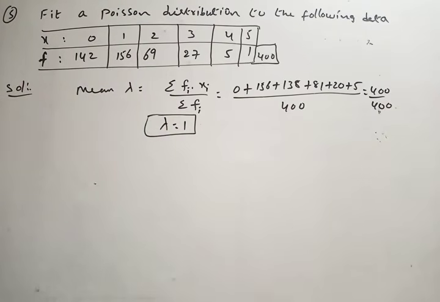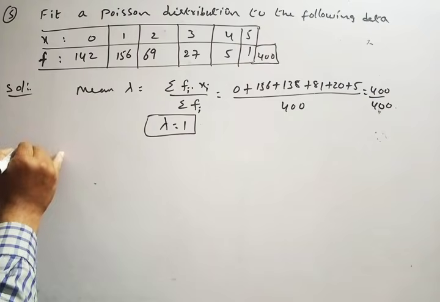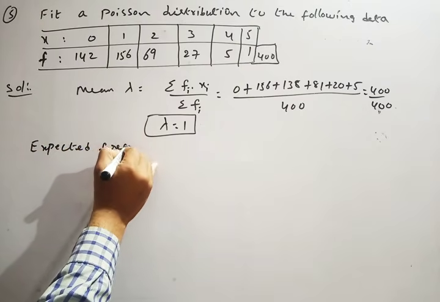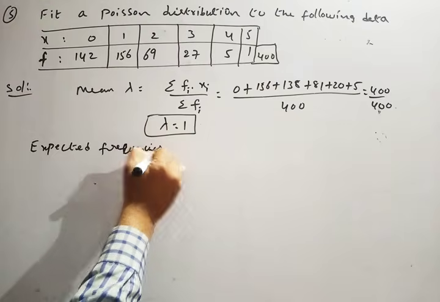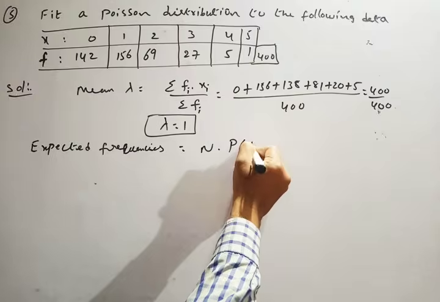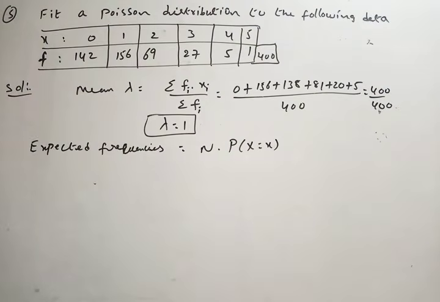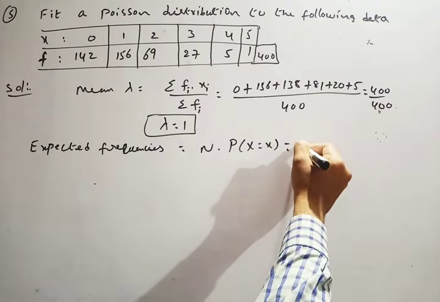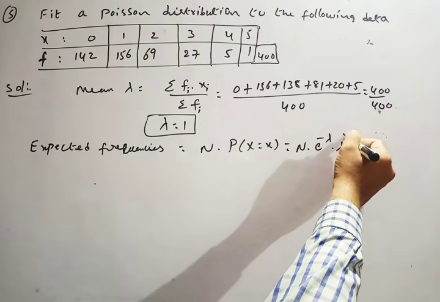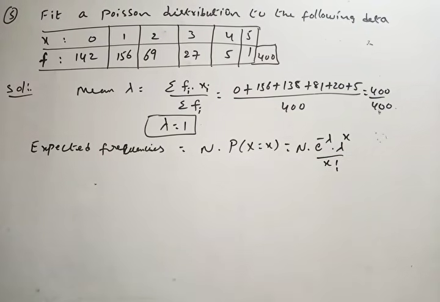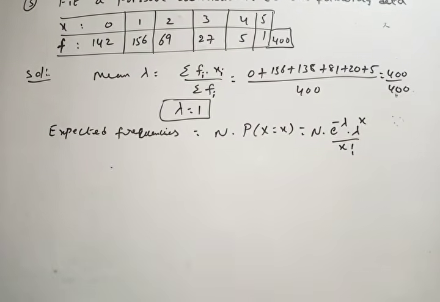So lambda is equal to 1; I calculated the mean. Now the expected frequencies. The formula is N into P of capital X equal to small x. The formula is the same; the only difference is that there we used the binomial distribution, and here you have to use the Poisson distribution. N into e power minus lambda into lambda power x by x factorial.